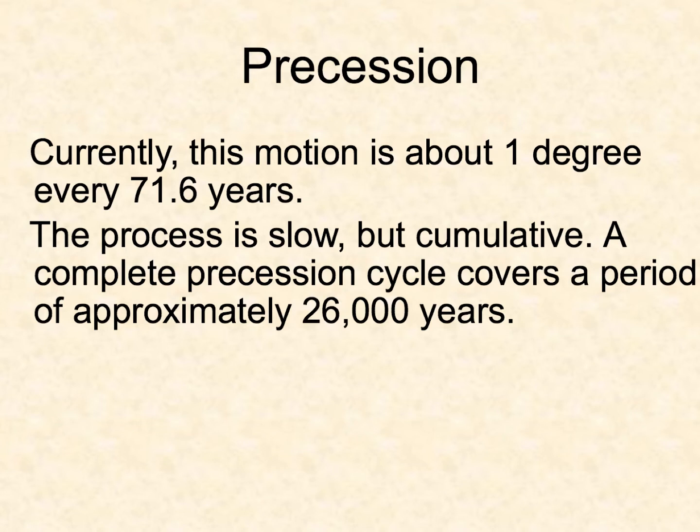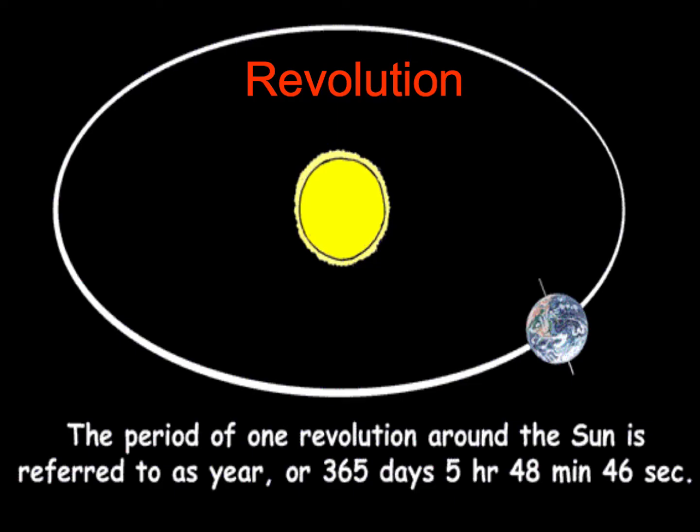So even though the current pole star Polaris will lose its status when Vega or another star takes over, it will regain it again in 26,000 years and be the North Star again. So that's all for rotation and precession. Let's move on to revolution.